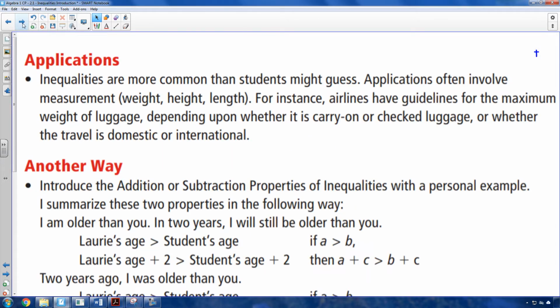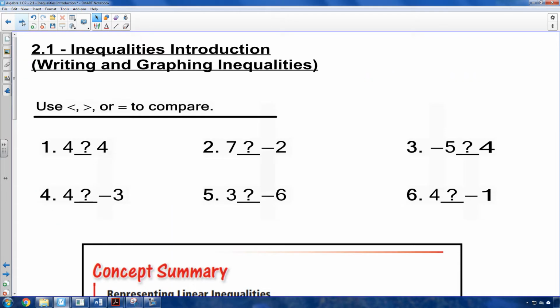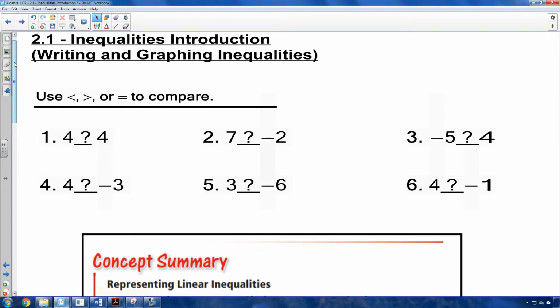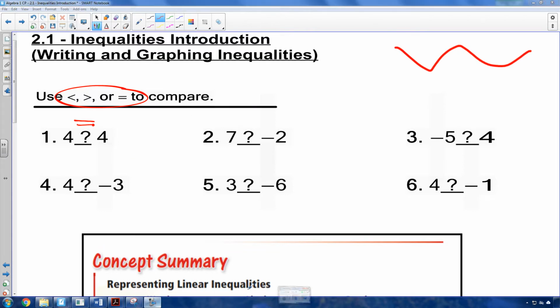So these notes start right here with 2.1 Inequalities Introduction. Hopefully your note handout has a pretty good clean copy, but sometimes these minus signs get stuck on the bottom. So we're just putting a less than, a greater than, or an equal sign to compare. So in other words, 4 is equal to 4. So I'm going to put an equal sign. Can you simply fill in the other 5, 2, 3, 4, 5, and 6, with the greater than, the less than, or the equal sign? Please also make sure you put the date up here in the corner and pause the video and give those problems a shot.